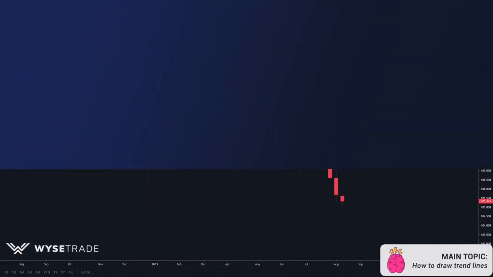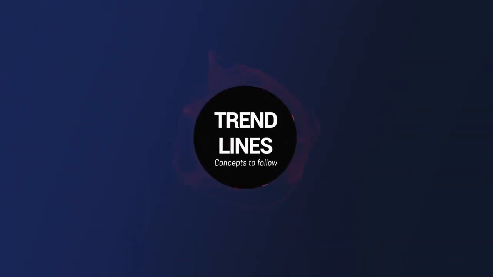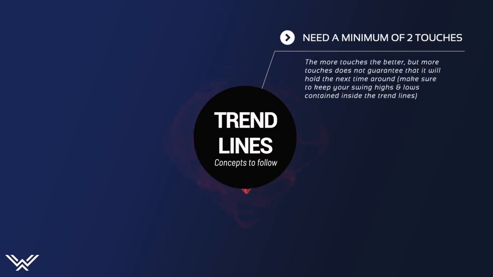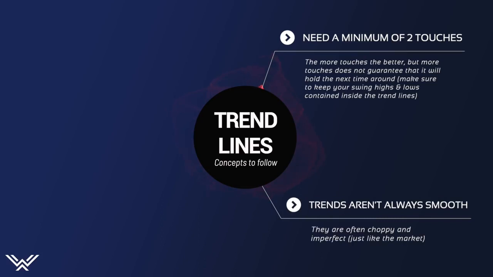So first, let's go through the concepts we follow when drawing trend lines. 1. You need a minimum of 2 touches to be able to draw a trend line. The more touches, the better, but more touches does not guarantee that it will hold the next time around. 2. Trends don't always move smoothly. They're often choppy and imperfect.